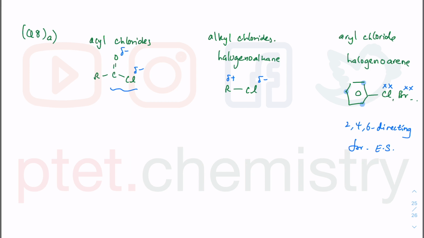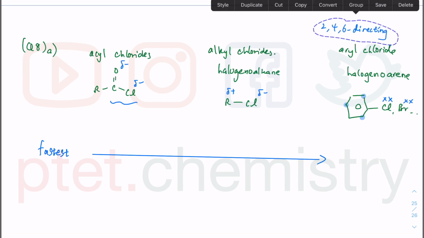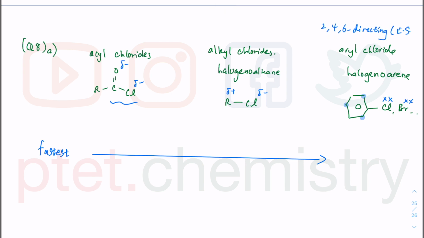So from the fastest to the slowest, in fact, that is the exact trend already. From the fastest to the slowest hydrolysis. Okay, so I should move it up there. Is that good enough? Probably not. 2,4,6 directing, probably don't want that. Electrophilic substitution mechanism. Anyway, so the slowest to hydrolyze is going to be halogenoarene, followed by halogenoalkane, followed by acyl chloride, which is very fast to be hydrolyzed.